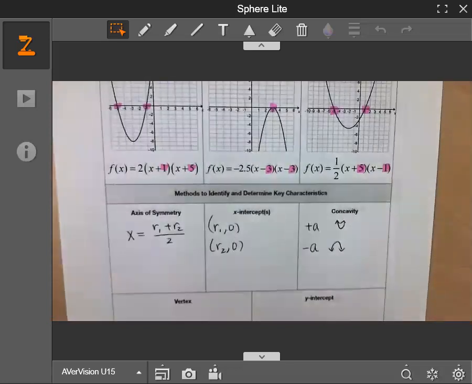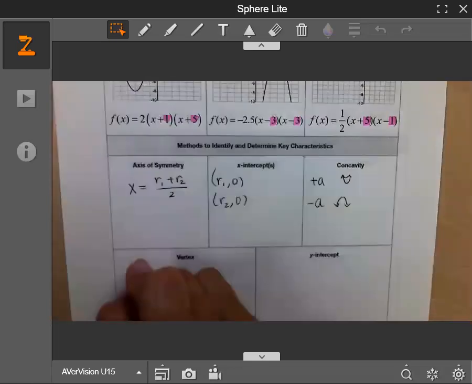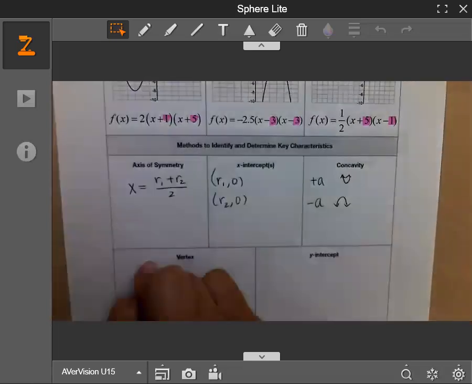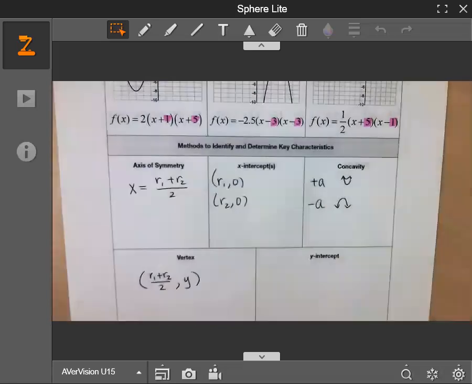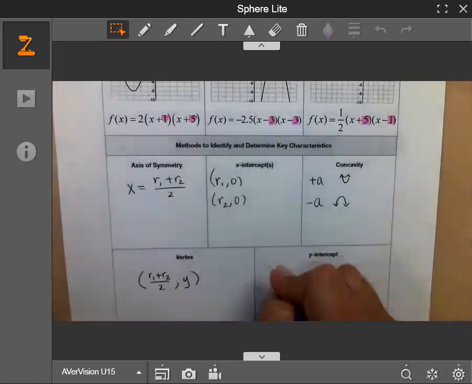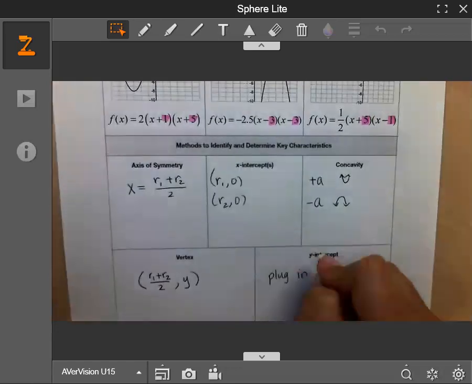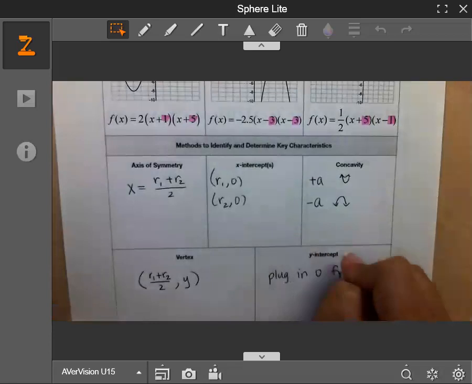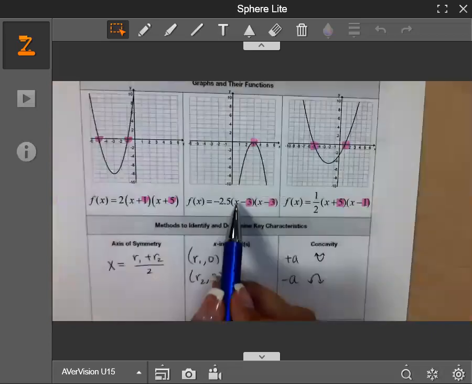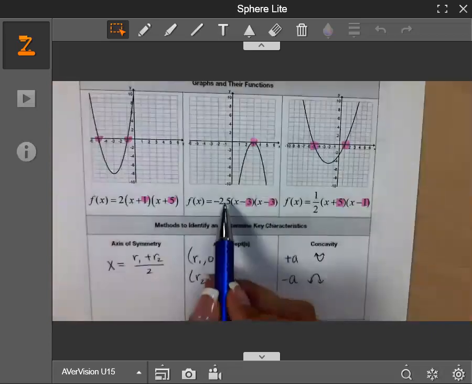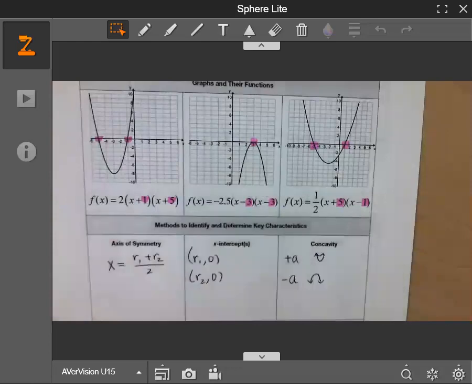Remember, if you have the axis of symmetry, you also have the vertex x value. So that would be my x value. And to find its corresponding y value, we would just plug it in. Then for the y-intercept, we plug in 0 for the x and solve for the y. Which in this case is easy because when you plug in the 0 for the x here, it's going to make it just simple math to finish that part.